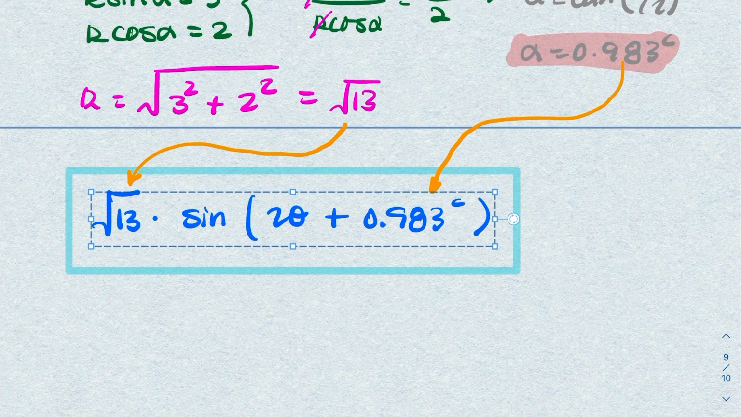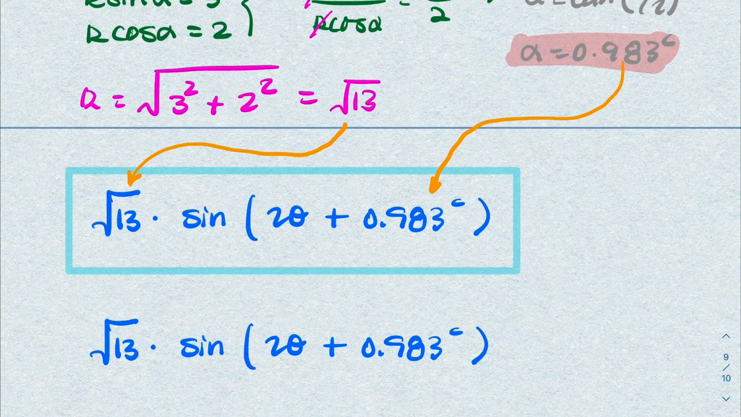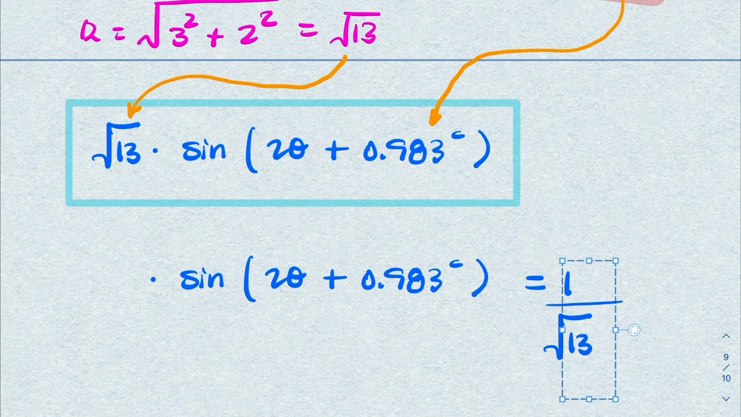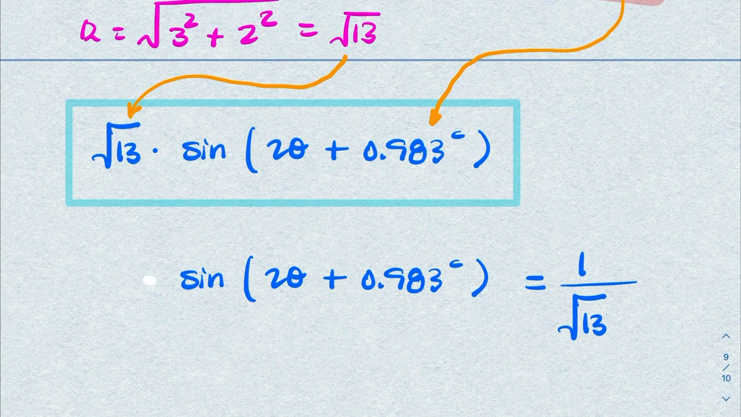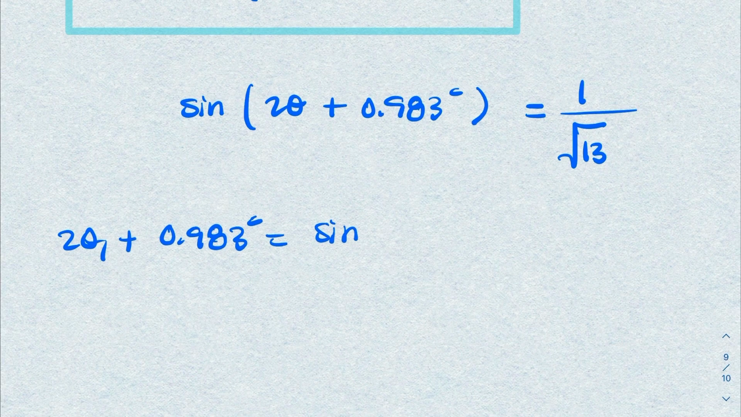So we simply solve this same expression equals 1. So you need to take a sine inverse, but before that we need to divide by square root of 13. So let's do that first. And then you take inverse sine. So 2 theta 1 plus 0.983 equals sine inverse 1 over root 13. Remember, we're in radians.